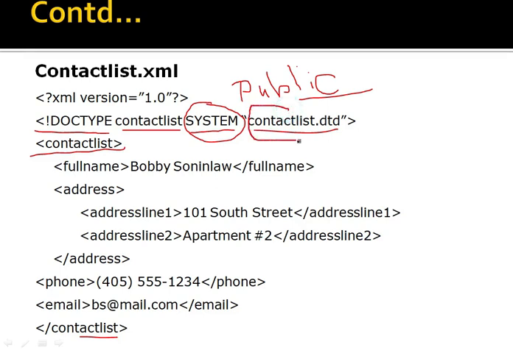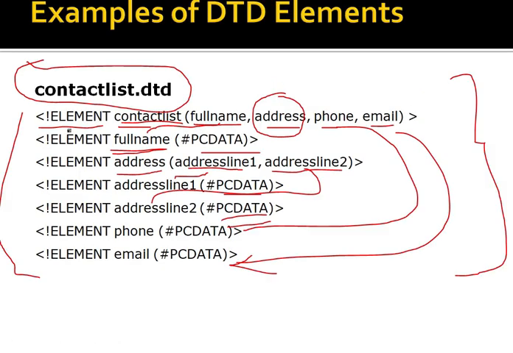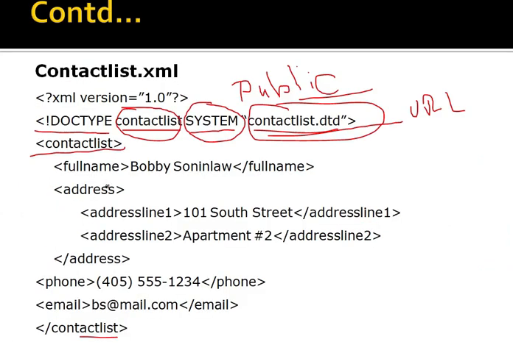Public is for a specific application where the DTD is defined. So here the DTD is in the local system. The URL has to be given here. Okay, if it is in the local system, the complete path has to be given, the URL. So this root element will take the rule, will take the DTD definition in the contact list DTD.